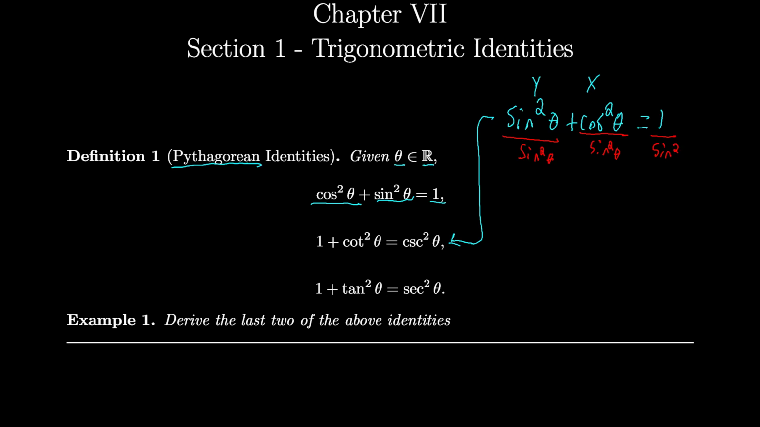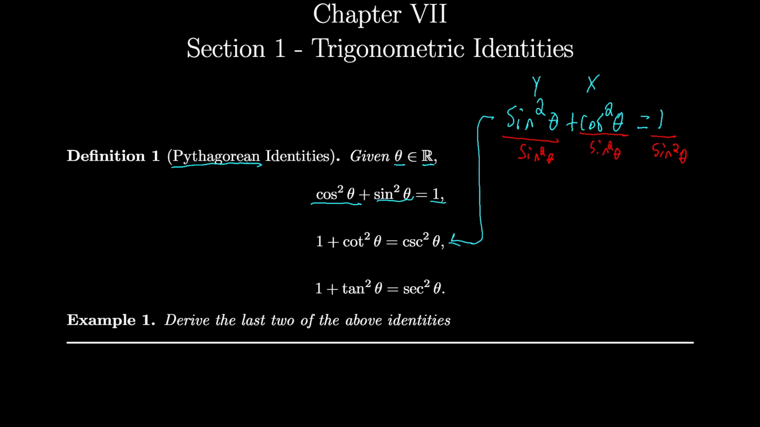If you're confused as to why we're allowed to just divide both of these terms, think about taking just these two up here and multiplying by 1 over sine squared theta. When you distribute it in, you're going to get this. And then you divide the other side by sine squared theta. And then watch what happens.